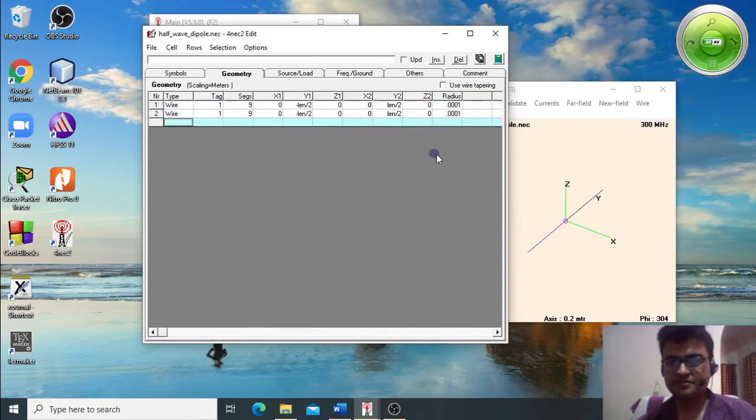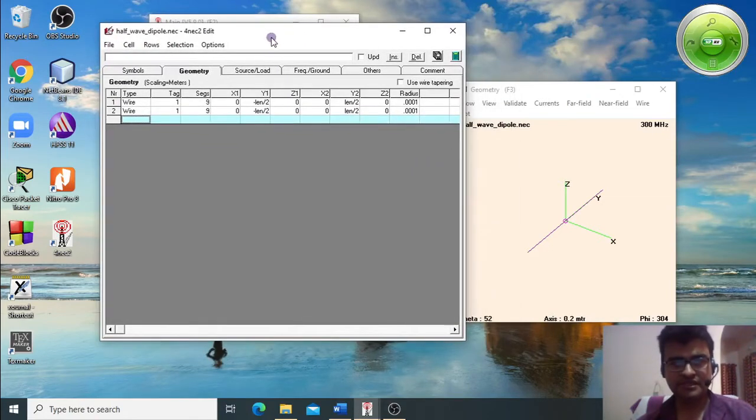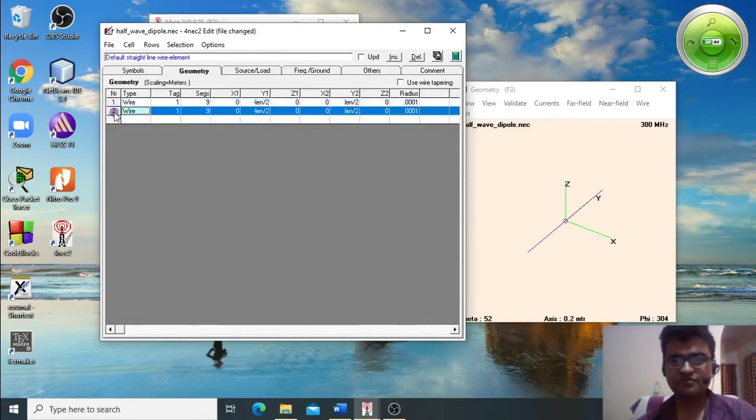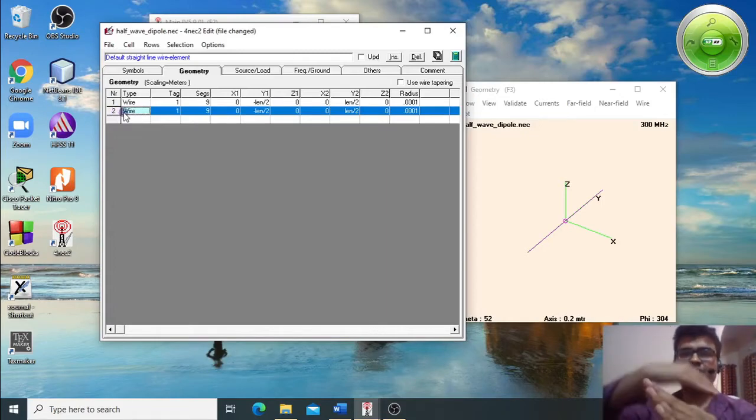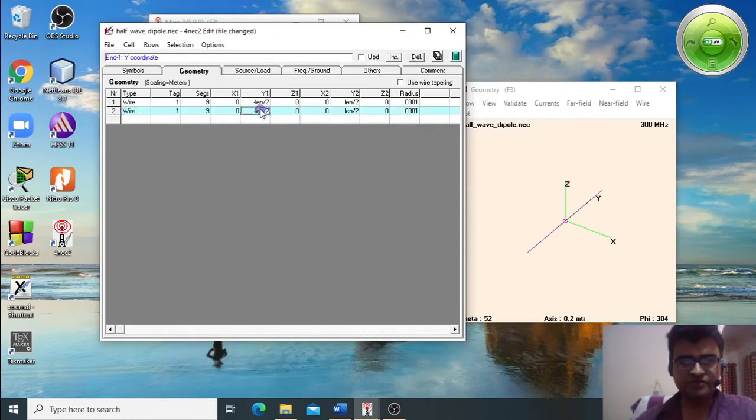This will help us in reducing the time. So right now, wire number 1 and wire number 2 are overlapped over each other. What we want is a dipole which is kept like this and another dipole which is overlapped over this. We'll turn it around, and the second dipole will make it 90 degrees.